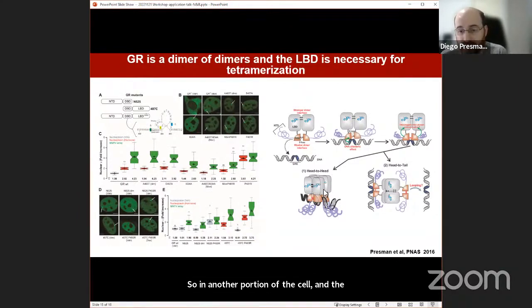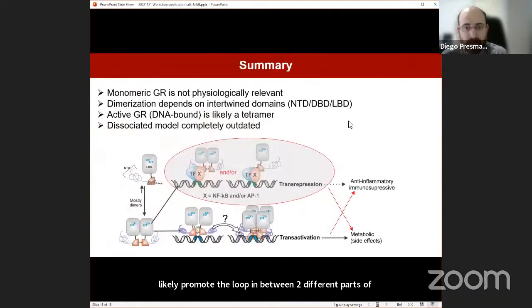We don't know exactly the shape of the tetramer. We don't know if it's a head-to-head or a head-to-tail configuration. It's very tempting to speculate that if the head-to-tail configuration is the one that is happening, that will likely promote the looping between 2 different parts of DNA, which we know is important for gene regulation.